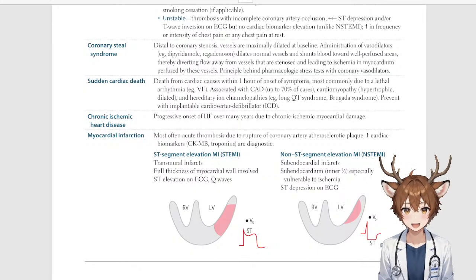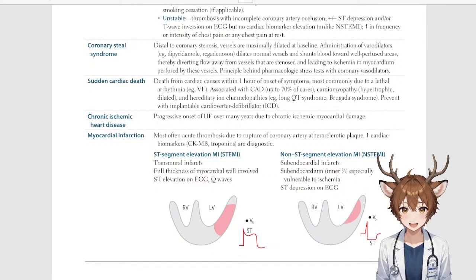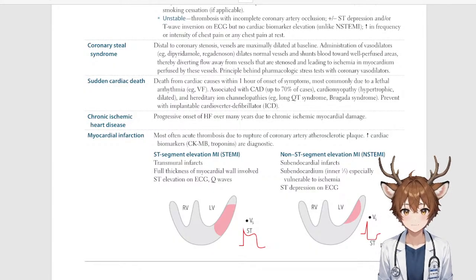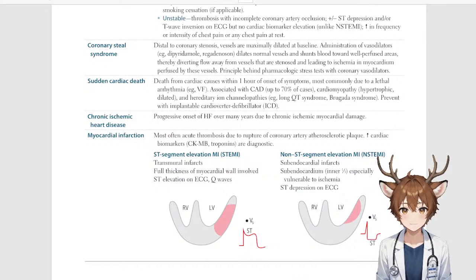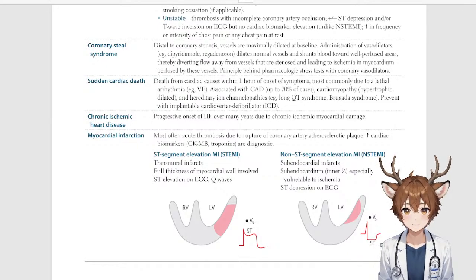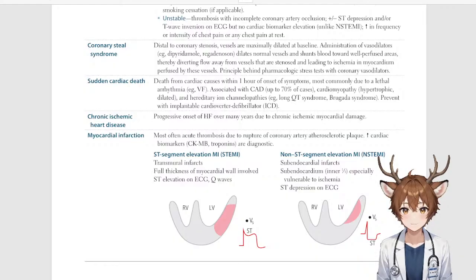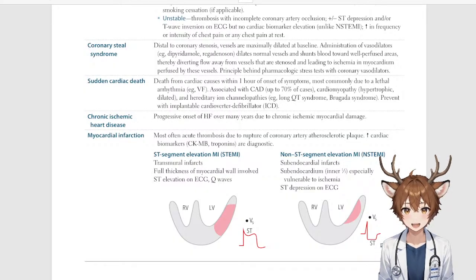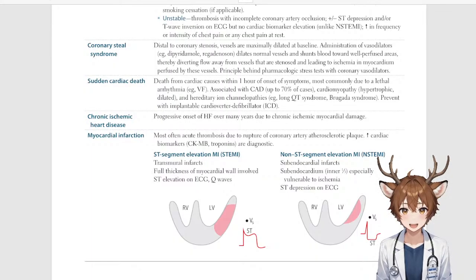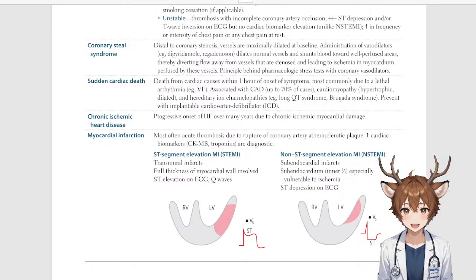So now we have a little diagram in my book, but it doesn't show it in yours, but you get the idea. You have stable angina, unstable angina, and NSTEMI and STEMI. So for stable angina, you have pain on exertion, no troponin elevation, no infarction, and you will see possible ST depression and or T-wave inversion.